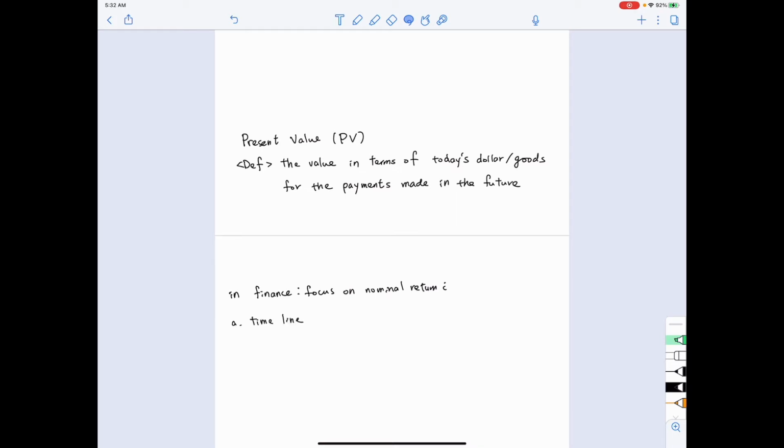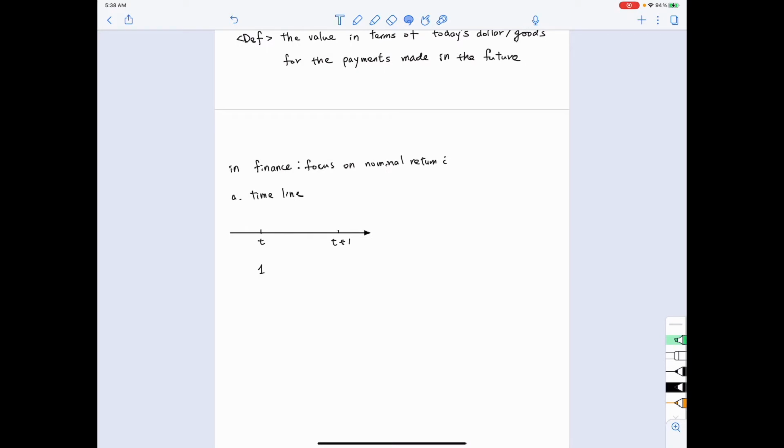So now you are given a timeline, and there are two dates. One is t and the other is t plus 1. You can think about that you have $1 that is given to you at time t. And then so when you receive that $1, what you are going to do? Well, in finance, you know you can put that $1 in the bank and then receive the nominal return. So then at t plus 1, you are going to get 1 plus I. In other words, if you want to get $1 at t plus 1, then you need to put 1 over 1 plus I in the bank, and then 1 period later, you are going to receive $1.